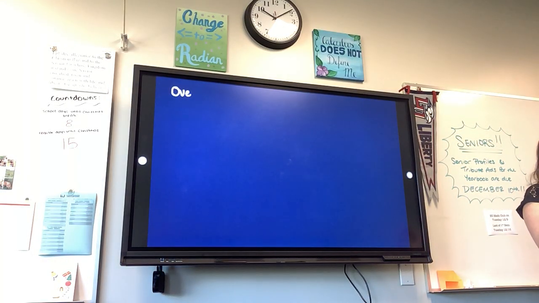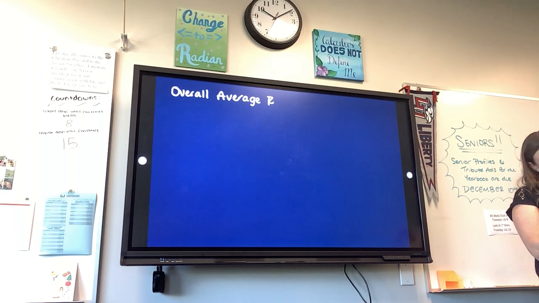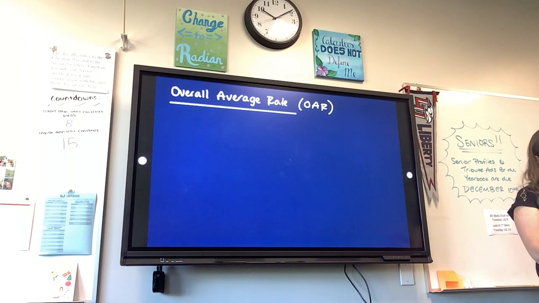Final topic for lesson 38. We are going to abbreviate overall average rate to be OAR, which I know is "or." We won't call it "or" because that sounds like "or," but we will abbreviate it to be OAR because it's kind of a long thing to write out. Overall average rate is talking about big picture on a trip.